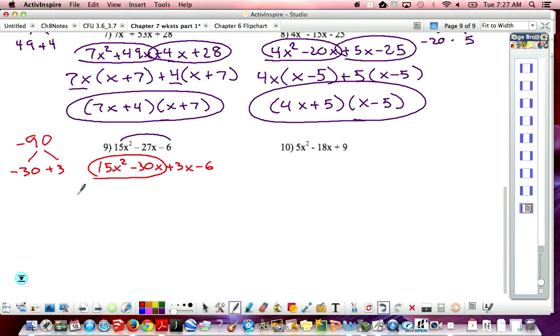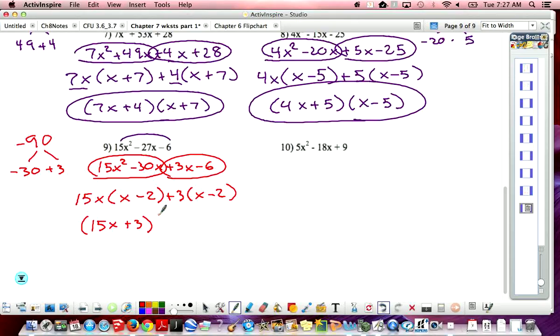These two terms have a 15 and an x in common, so I have x minus 2, and these two terms have just a 3 in common. So I have x minus 2. So I get 15x plus 3 sets of x minus 2's. Now here's the thing with this one. This one has a 3 in common. So I really have 5x plus 1, and then x minus 2. So 3 times the quantity 5x plus 1, x minus 2.